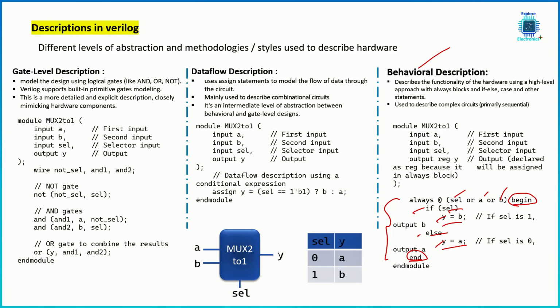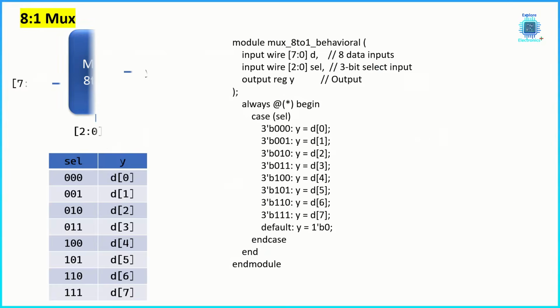So we call it behavioral description. Then we have one more example to understand more about the behavioral description, that is the 8:1 mux. In an 8:1 mux, we will have 8 inputs and a single output. To select one of these 8 inputs as the output, we have a select line. A multiplexer is a device that selects a single input as the output at a time.